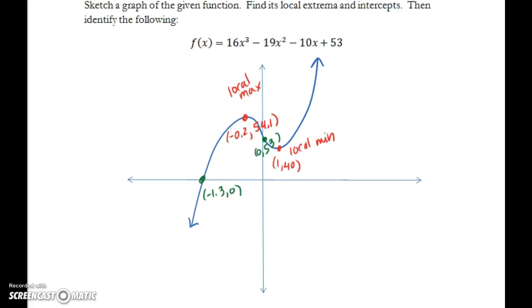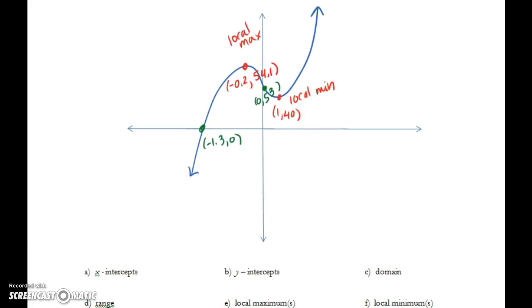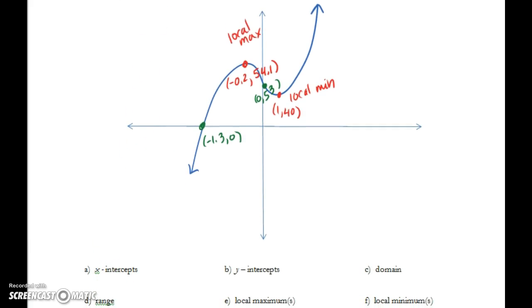All right, so now let's analyze this graph a bit. The x-intercept, there is only 1. We found our x-intercept to be at -1.3, 0. Our y-intercept is 0, 53. Our domain are all the x values that our graph encompasses. And since our graph continues to the left forever and to the right forever, and you can see that because the graph is widening towards the left and widening towards the right, our domain goes from -infinity to +infinity.